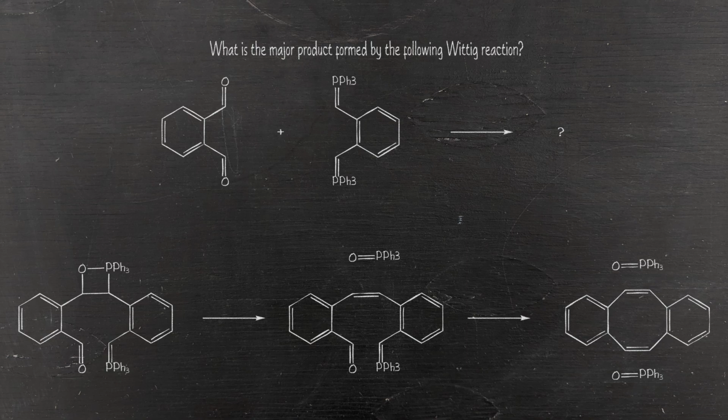Now, you may be wondering, why did it close the ring rather than reacting with another molecule and making like a polymer or a long chain? Well, that is because, generally speaking, intramolecular reactions occur faster than intermolecular reactions. And there's also an entropic argument related to having lots of small molecules versus one large polymer.